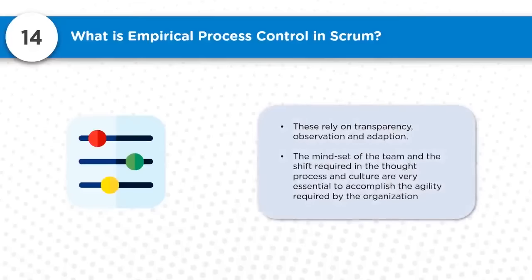So these rely on transparency, observation, and adaptation. Obviously, when you're working on the data, on-ground reality, you're working on the actual one. It is transparent. It is on the observed data. The mindset of the team and the shift required in thought process and culture are very essential to accomplish the agility required by the organization. Adoption of process, compliance to the process, the culture, and the behavior obviously play a very important role when you do something within the organization. That needs to be done as per the need, which should complement the business objectives. Very important. And that should be based on facts, not on some thoughts or assumptions or ideas.